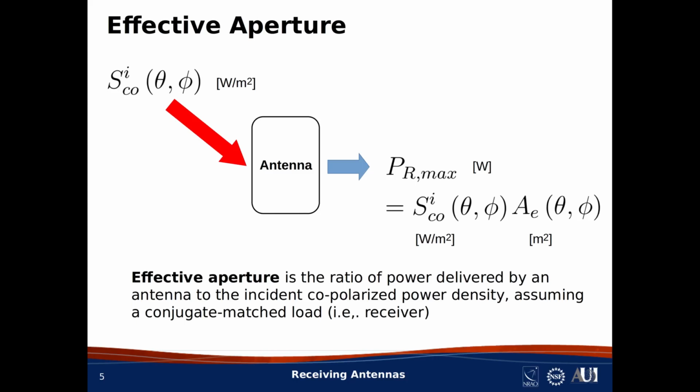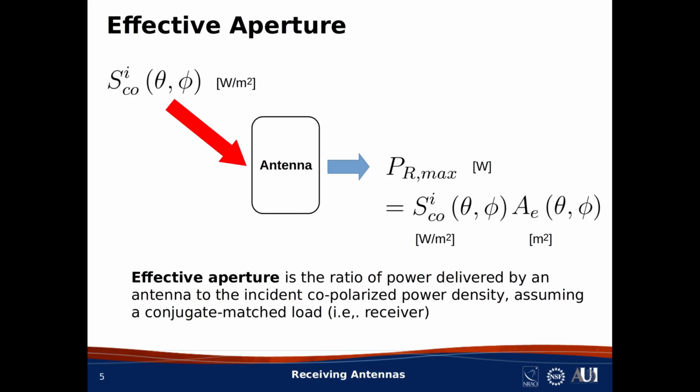Well, one method would be simply to perform the measurement that's implied by the equation on this slide. You could illuminate the antenna with a wave having known power density, then measure the resulting received power, and then divide received power by power density to get effective aperture. Do that over and over again for every direction theta phi.